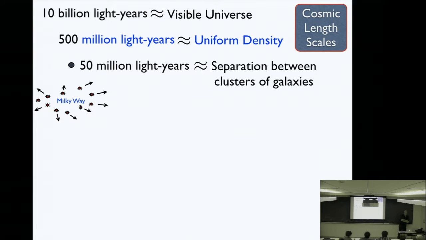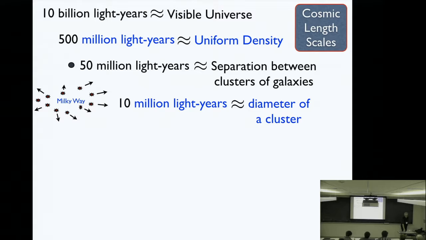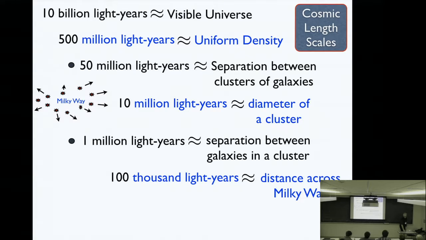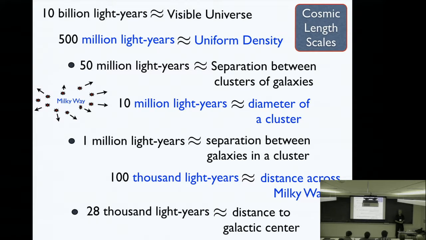Inside that scale, 50 million light years, that's the separation between clusters of galaxies, roughly. 10 million light years, the diameter of a cluster of galaxies. A million light years, separation between galaxies in a cluster. 100,000 light years, distance across the Milky Way. And we are 28,000 light years from the galactic center.